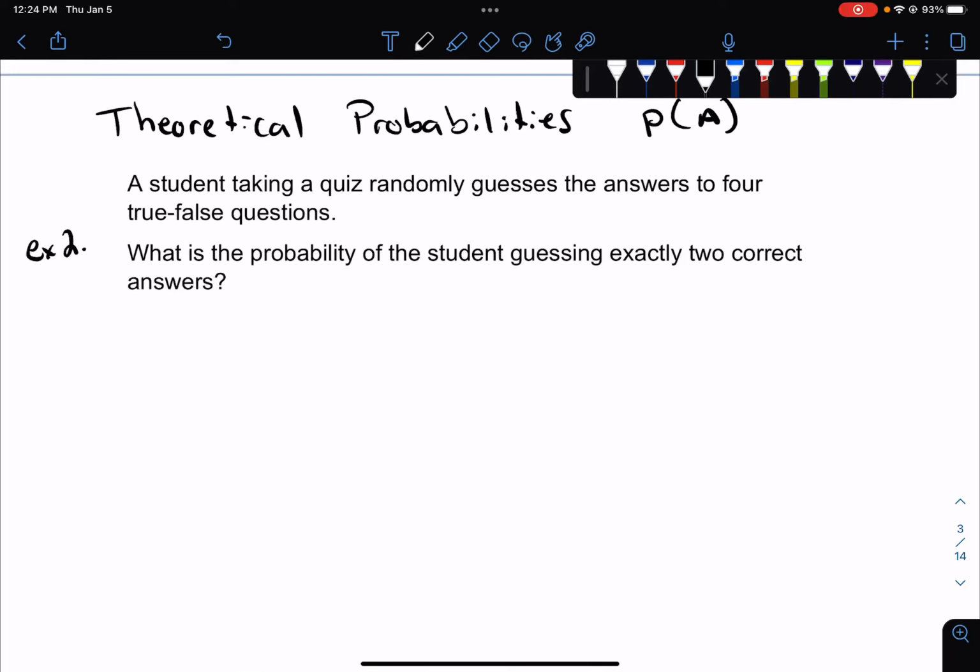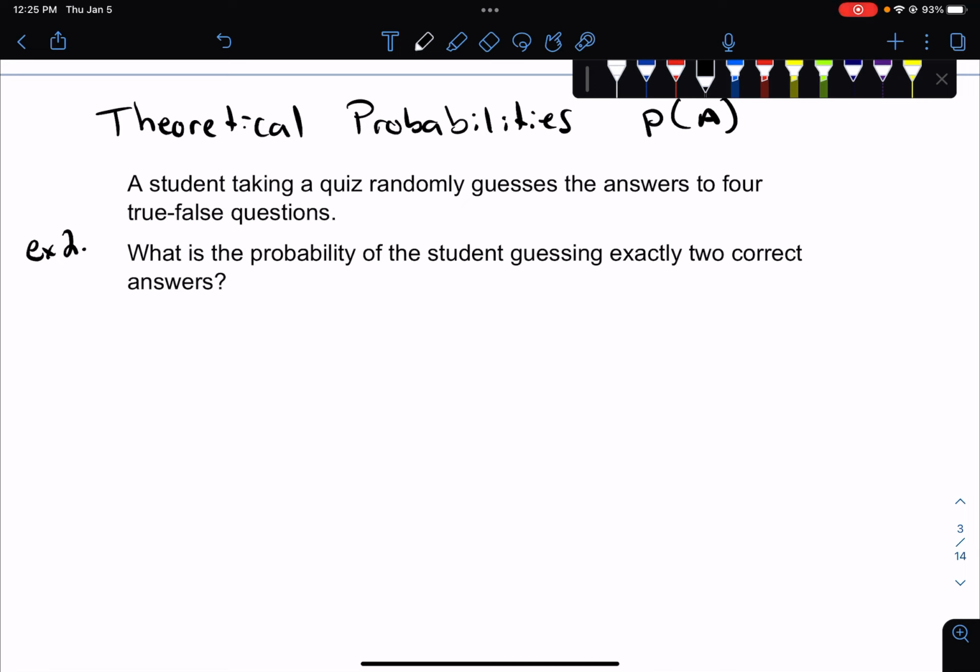All right, the second part of Unit 5.1 is theoretical probabilities. Now, going back to what you've learned, theoretical probability is what are the chances of something happening theoretically? Like if I flip a coin, theoretically, what are the chances that I'm going to get heads? Theoretically, what are the chances that it's going to rain? Theoretically, what are the chances of rolling 2 5s when I roll 2 dice?